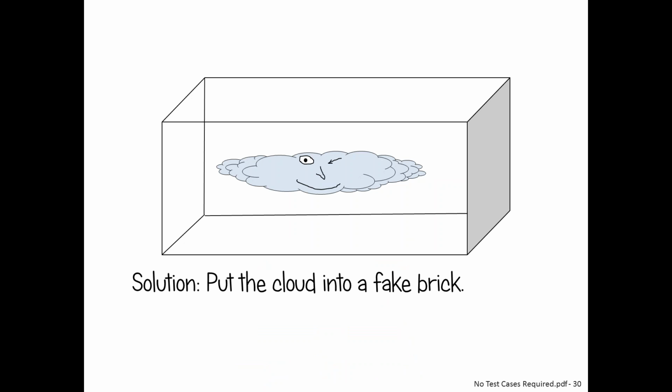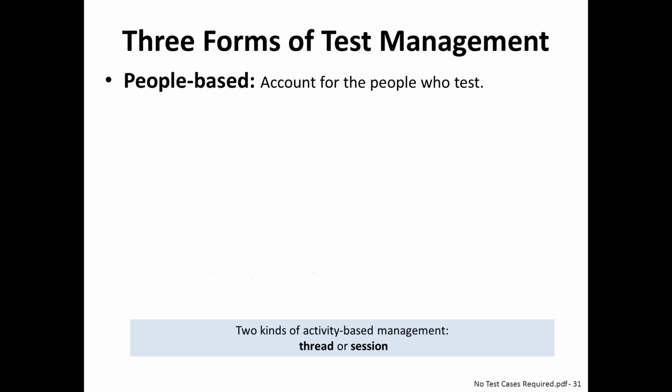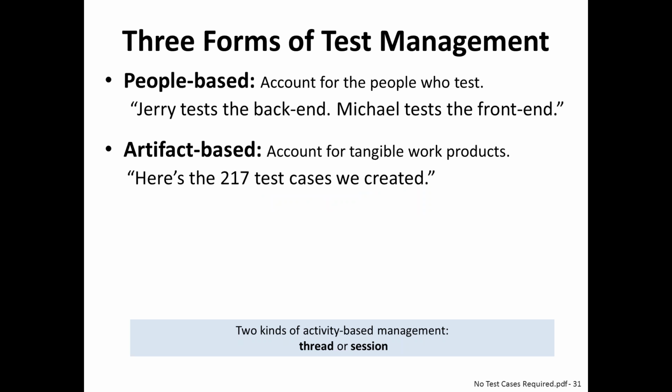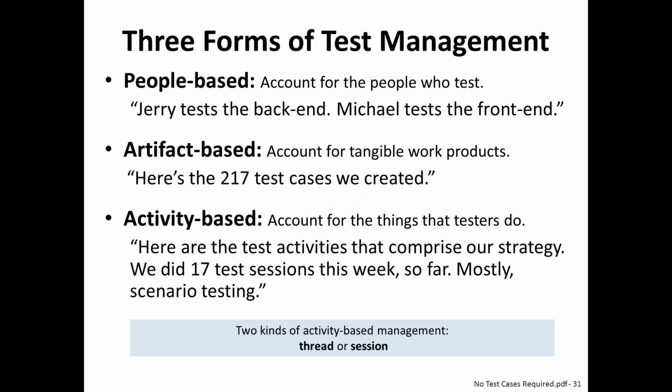Well, one of the ways of solving that problem is to put the mysterious cloud into a fake brick. And the fake brick that we use in rapid software testing for that appeals to the fact that there are three forms of test management. People-based, where people get handed responsibility for the work and mysterious stuff happens and they come back. Or we can do things artifact-based, and we can account for work products that are legible, tangible, describable. And we can talk about test cases that we created, and once we got a certain percentage of those done, we claim that we're done. But of course, that doesn't account for the discovery part.